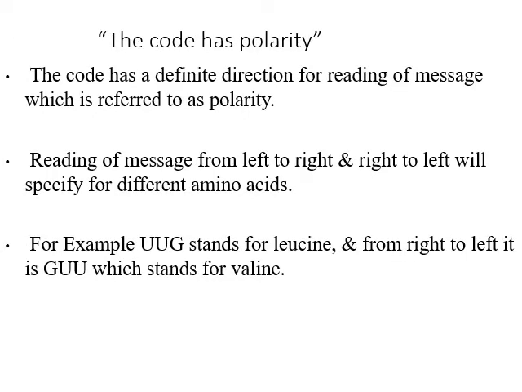One more important characteristic or property of genetic code which is not listed above is polarity. The code has a definite direction for reading of message, which is referred to as polarity. Reading of messages from left to right or right to left will specify different amino acids. For example, UUG stands for leucine, and from right to left it is GUU, which stands for valine.